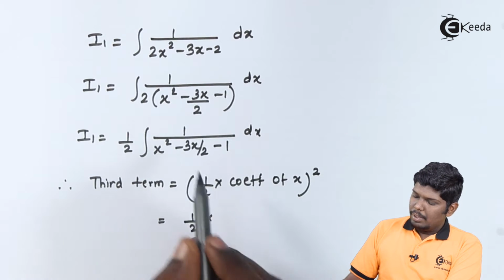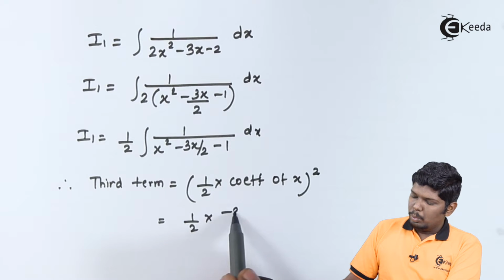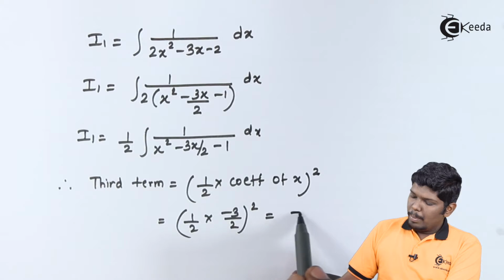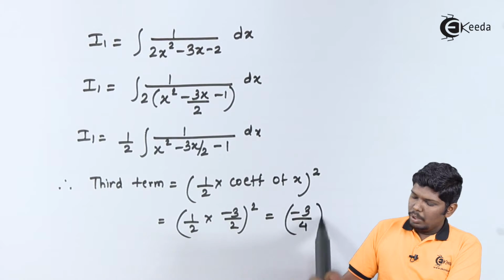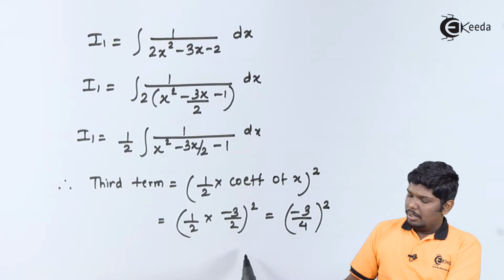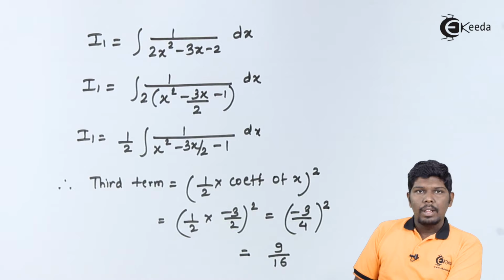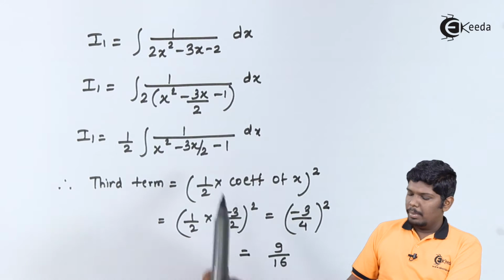That will give you half. Coefficient of x is minus 3 by 2, the whole square. That will give you minus 3 upon 4 the whole square, which is equal to minus 3 square is plus 9 upon 4 square is 16. Now let us add and subtract this third term in the denominator.